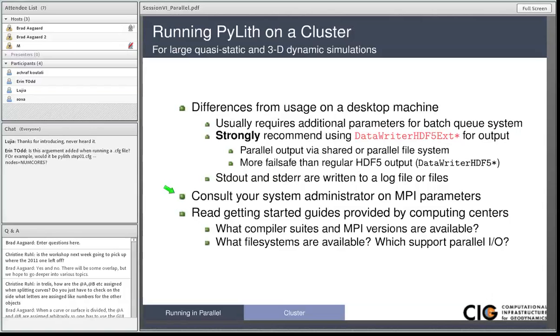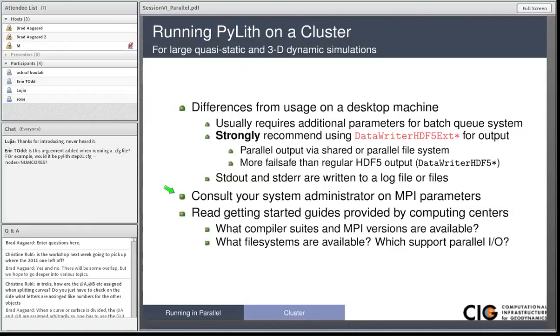If you're going to be running at, say, a national computing center, you want to make sure you read the Getting Started guides, because there almost certainly will be multiple compiler suites. A lot of times the Getting Started guide will indicate which is the preferable one and how to switch between different compilers, because they usually set things up so that it's relatively easy. Environment variables and module commands are now more common to switch between different compiler suites and compatible versions of MPI.